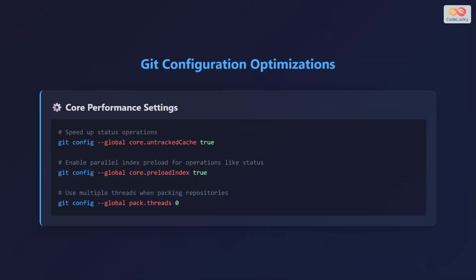Optimizing Git configuration can significantly improve performance. To speed up status operations, set core.untrackedCache to true using the command git config --global core.untrackedCache true. To enable parallel index preload for operations like status, set core.preloadIndex to true using the command git config --global core.preloadIndex true. To utilize multiple threads when packing repositories, set pack.threads to 0 using the command git config --global pack.threads 0.